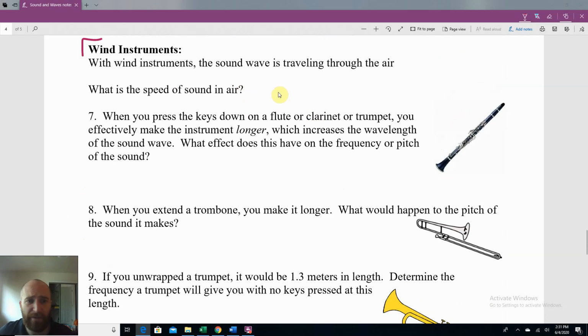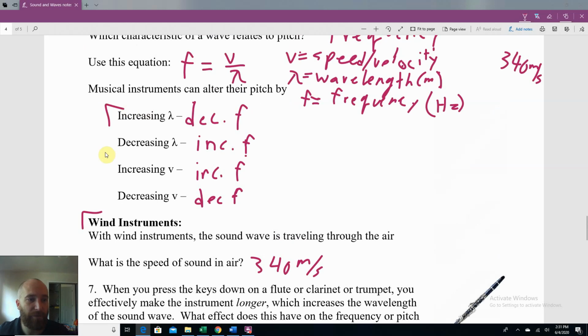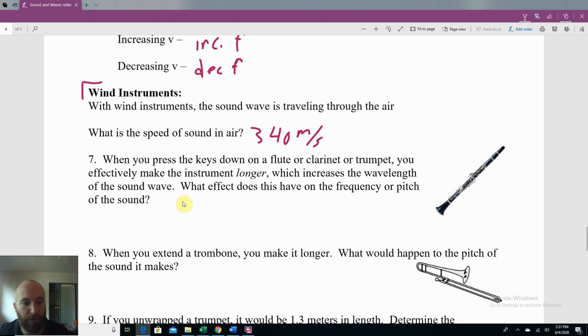So what's the speed of sound in air? Again, remember, it is 340 meters per second. Since it's traveling through air, we cannot change the speed of sound in the air. So what we can change, though, is the wavelength. We can make it longer or shorter.